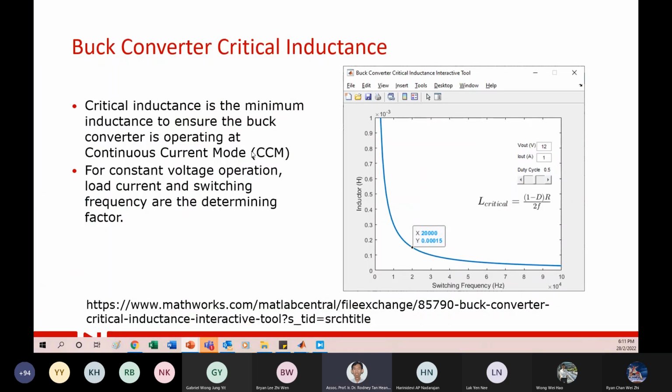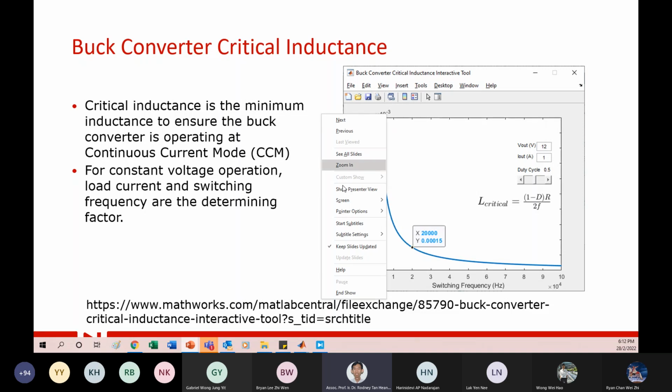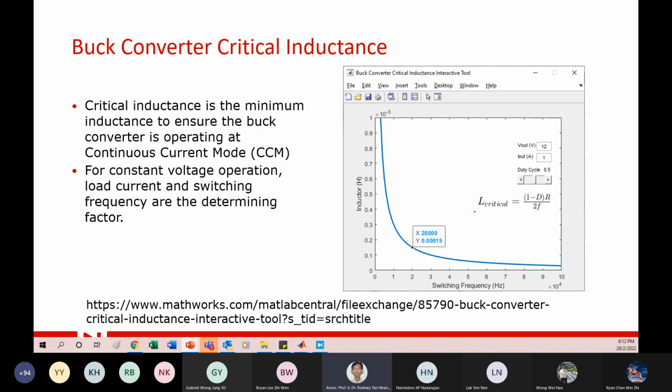As we know, we are using a chopping method, right? We turn on the transistor, it charges the inductor. We turn off the transistor, the inductor discharges. But we cannot turn it off too long because the energy in the inductor may not last that long. When we want to ensure that it will continue, there is a term called the buck converter critical inductor. The critical inductor can be calculated using this one.